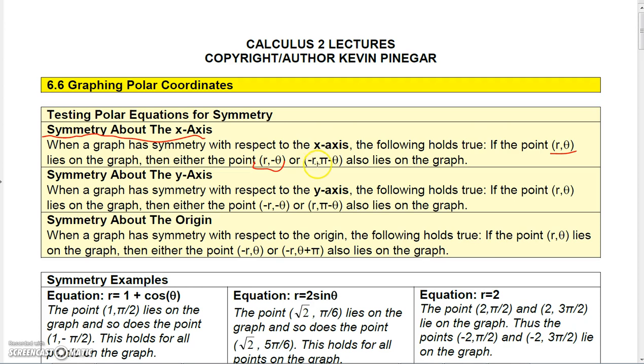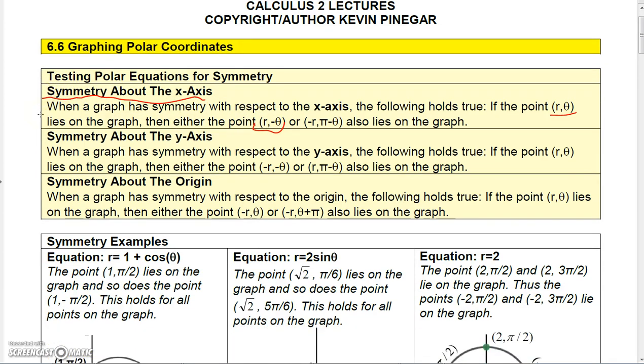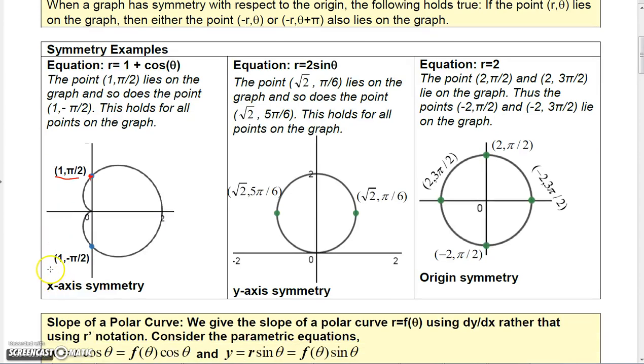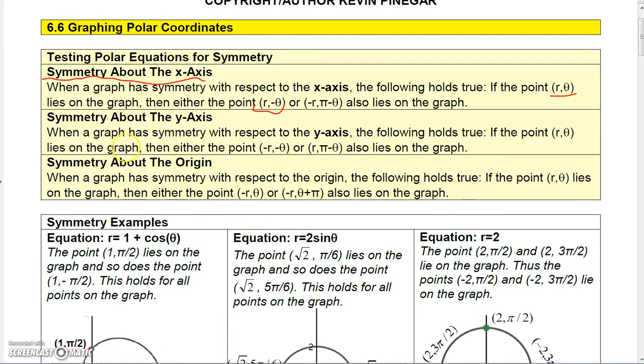Also the point (−r, π − θ) could be on the graph as well. But I'm going to show you a graph that we can see is symmetric with respect to the x-axis, and you can see that (r, θ) and (r, −θ) are actually on the graph. So here's an example of a cardioid, and notice here's (r, θ) on the graph, and down here we have (r, −θ) on the graph. So there's your x-axis symmetry.